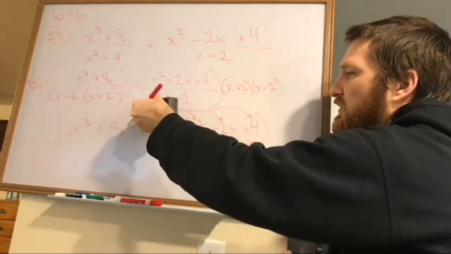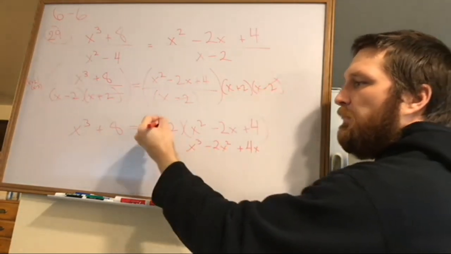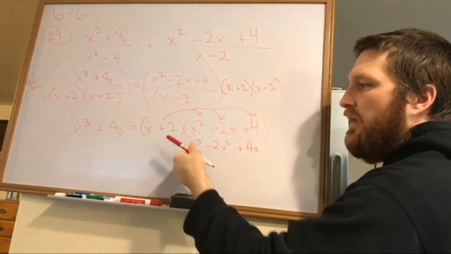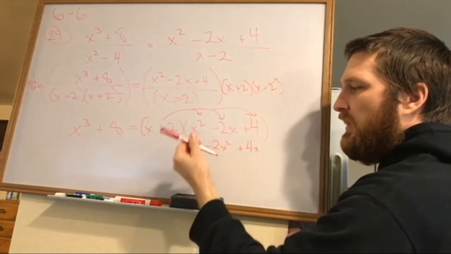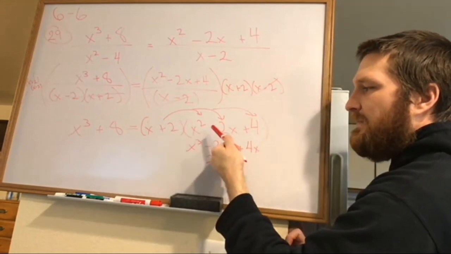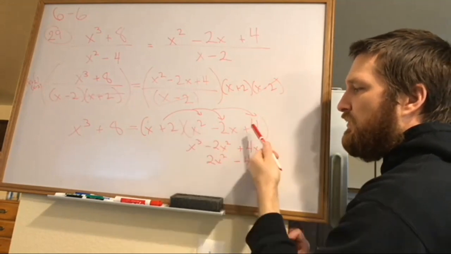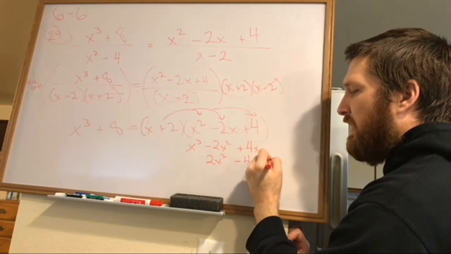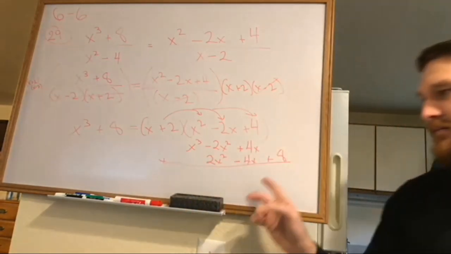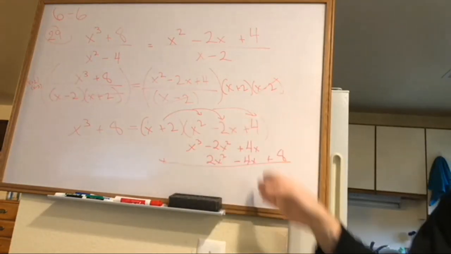Okay, so the distributing the x part is done. Now I'm going to distribute the positive 2. Positive 2 times x squared is positive 2x squared. Positive 2 times negative 2x is negative 4x. Positive 2 times positive 4 is positive 8. And then I add all these guys together. I did it this way like a minute ago because these columns help me out.